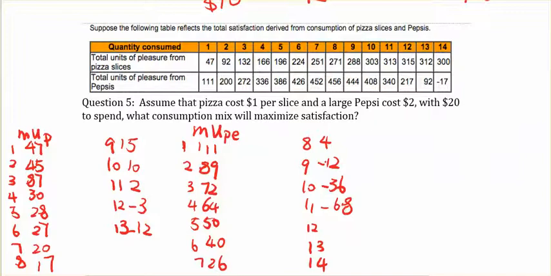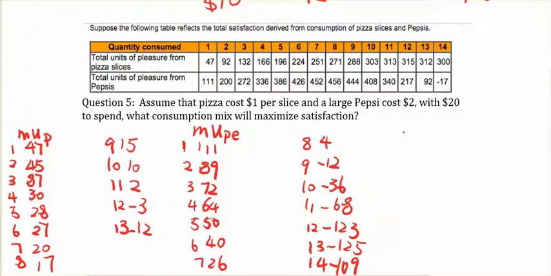Then we use 217 minus 340, and we got negative 123. And the next, 92 minus 217, and we got negative 125. And the last one, negative 17 minus 92, and we got negative 109. Wow. So you can see the Pepsi's marginal utility is decreasing.